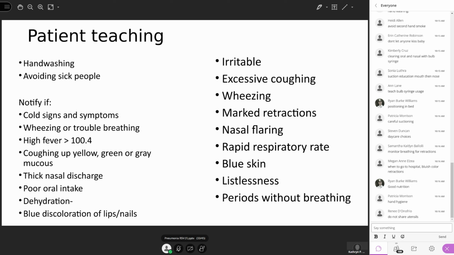Thick nasal discharge, which is really speaking about the child's hydration status and also a concern about obstruction of the airway, might be next. Poor oral intake, signs of dehydration that we've talked about, signs of cyanosis, a baby being irritable, crying, not being able to console them, excessive coughing, which is going to lead to poor oral intake, wheezing, retractions, flaring, rapid respiratory rate. And again, that's going to change based on the child's age. Listlessness. Oh, dear God, periods without breathing. Scares me now.